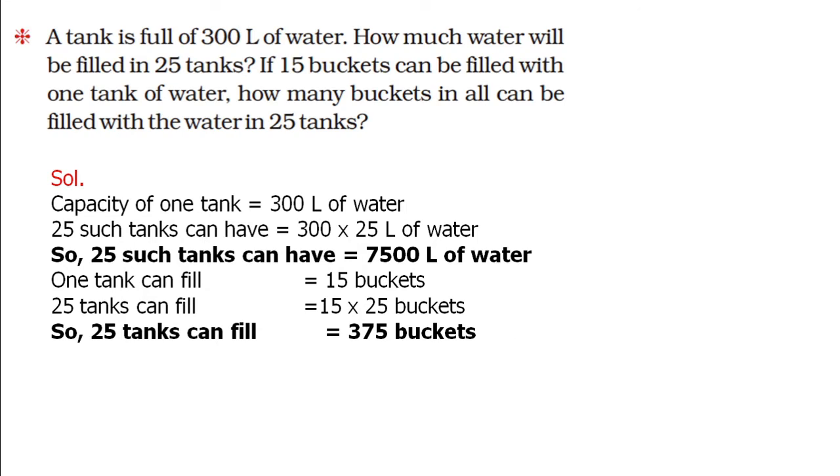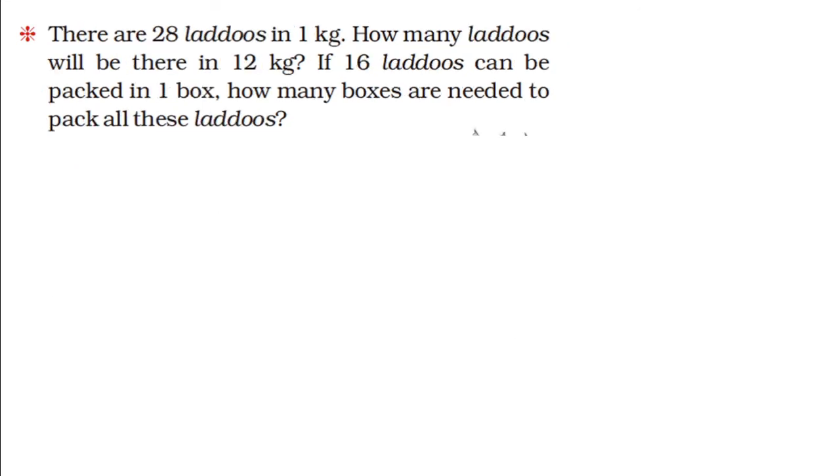Okay, so the next question is, there are 28 laddus in 1 kg. 1 kg has 28 laddus. How many laddus will be in 12 kgs? So 1 kg has 28 laddus means 12 kg must have more than 28 laddus. 1 kg is 28 laddus, then again 1 kg 28 laddus, then again 1 kg 28 laddus. This is repeatedly added up to 12 times.